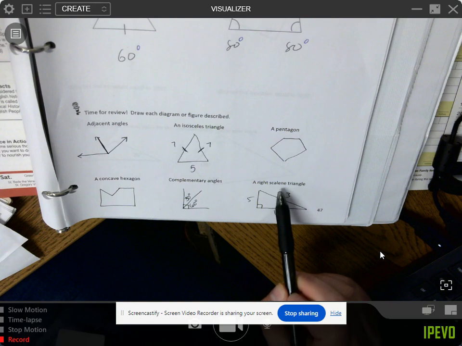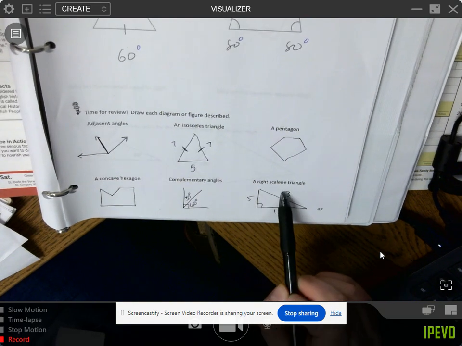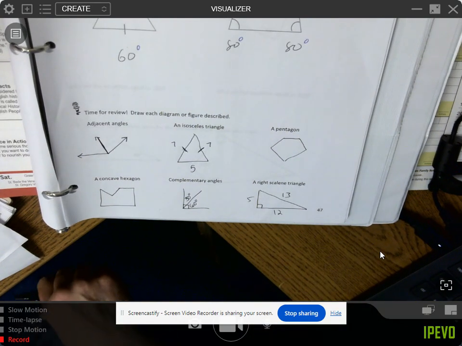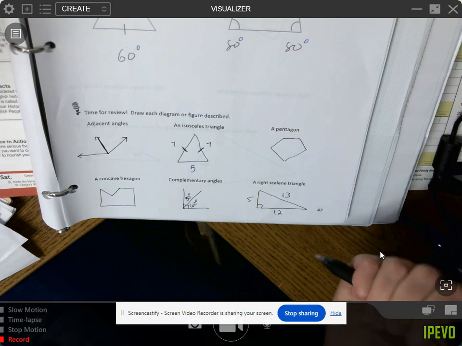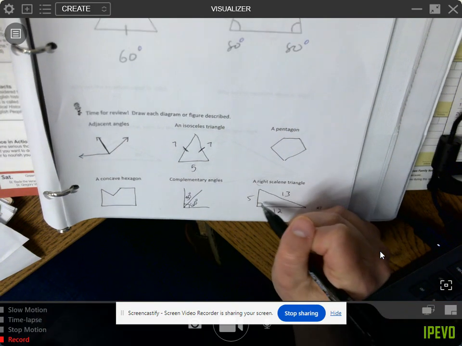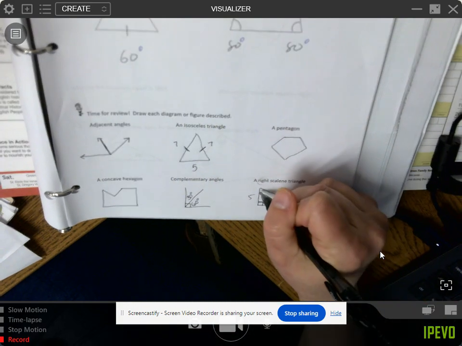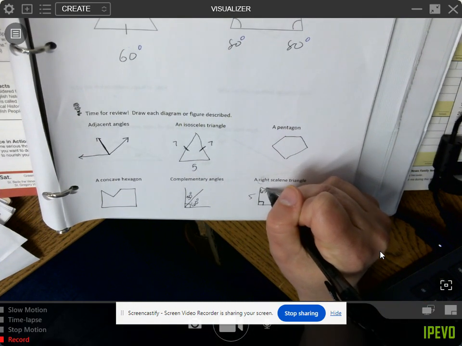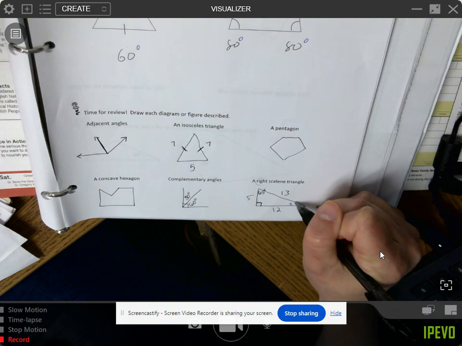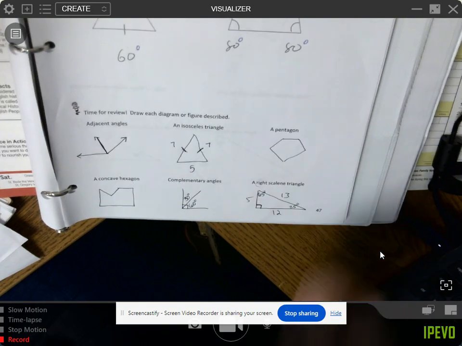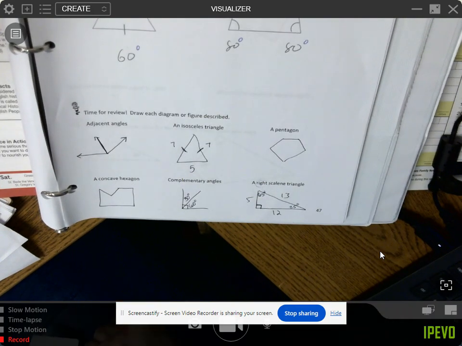For a right scalene triangle, you must show all three sides are different sizes. And you must show there's a right angle here. Technically, on the test, I will expect you to have degrees for the other two angles to show all three together equal 180 degrees.